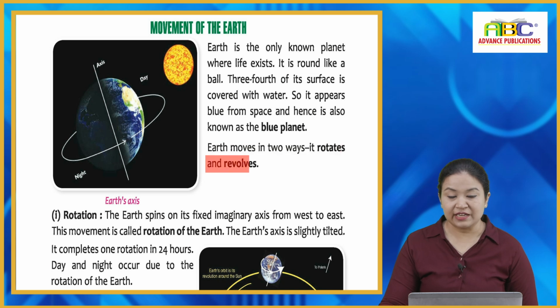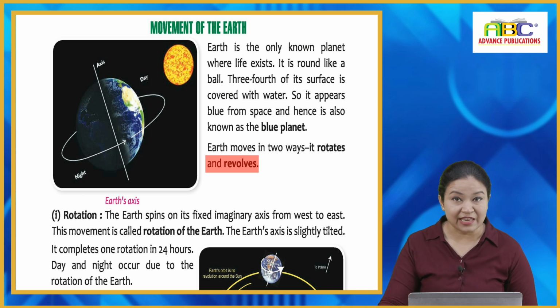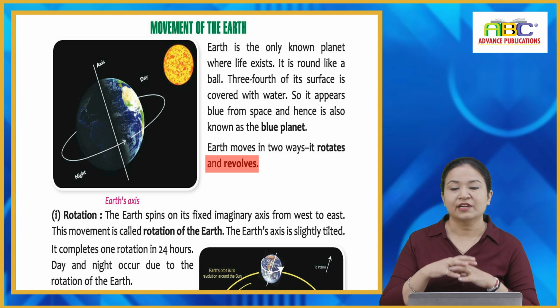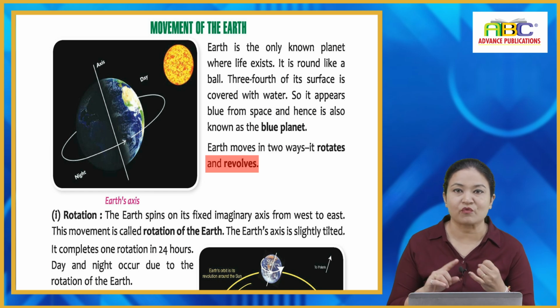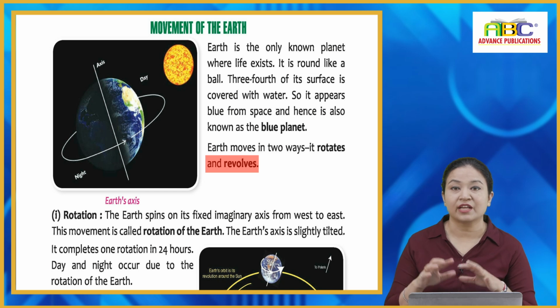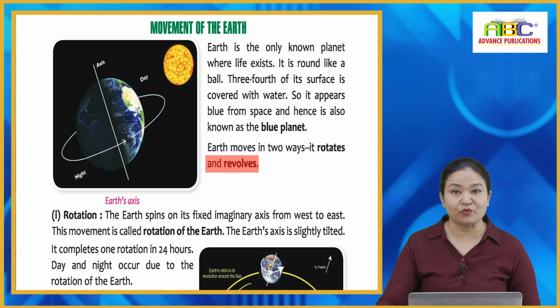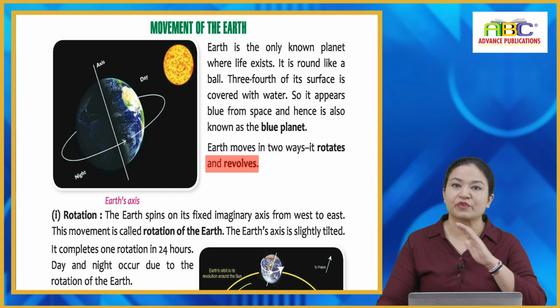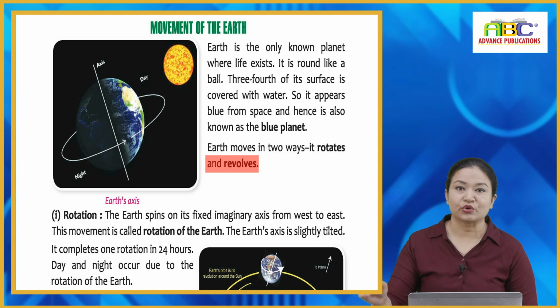It rotates and revolves. So we talk about Earth. Earth moves around the sun and we see life on Earth because all the life sustaining elements are present here. We have water, we have sand, we have air here. So life exists on the Earth, and 3/4 of the Earth is covered with water. So we call it the blue planet too. Earth moves in two ways. It rotates and it revolves.